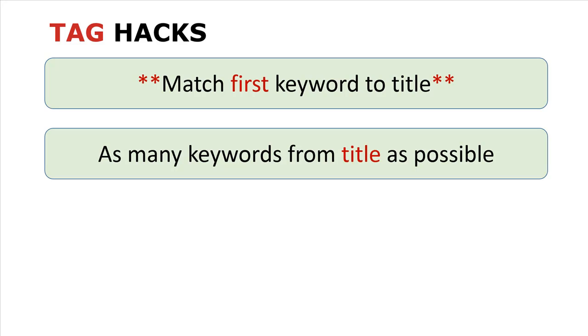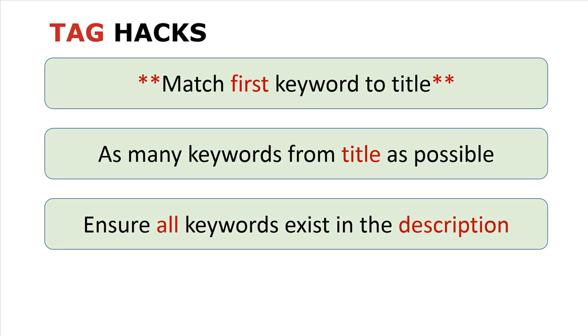Now what you should also do is put as many keywords in your tags from the title as possible. So if you have a really good title that refers to your keywords and you have some other keywords in there, well, make sure that you type in those tags that exist in the title as well, and you'll really see your video start to rank.